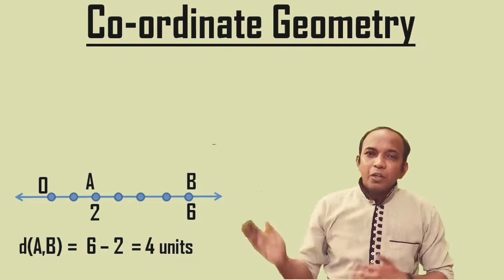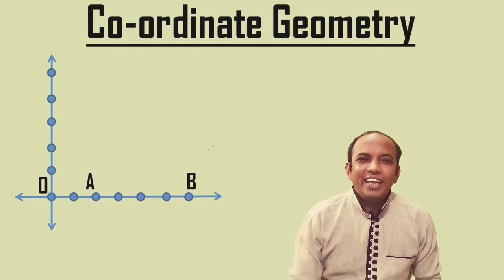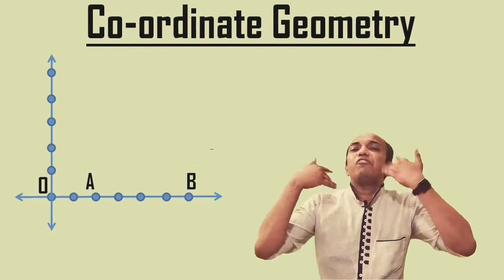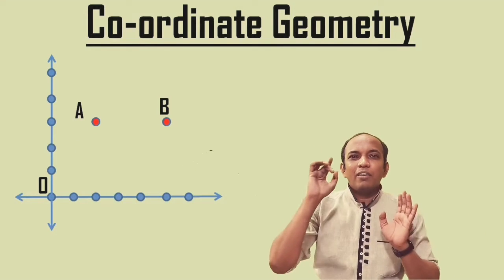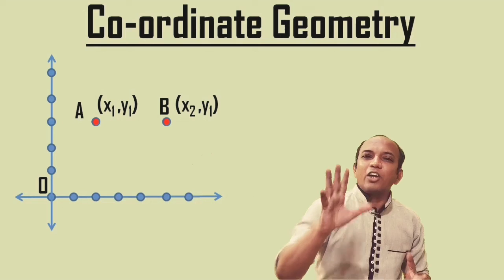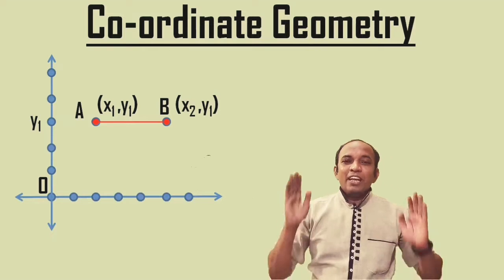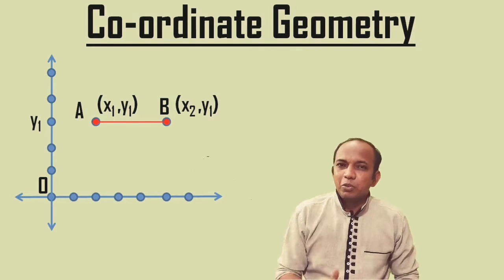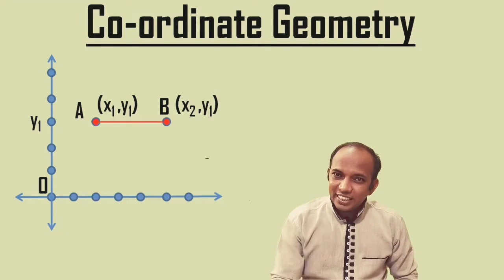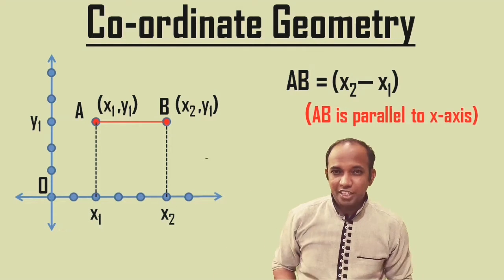Furthermore, what if along with the horizontal line a vertical number line, that is the y-axis, is also given to us, and these points A and B are not on the x-axis but somewhere in the first quadrant, in such a way that both points A and B have the same y coordinate? That means segment AB will be parallel to the x-axis. In that case, to find the distance between points A and B, always keep in mind, if the segment is parallel to the x-axis, then the distance is x2 minus x1, because they have the same y coordinate.